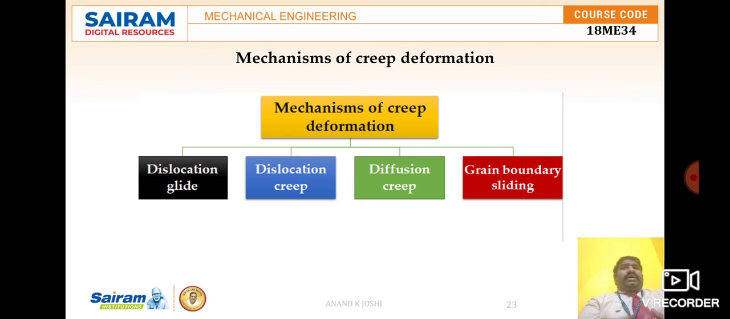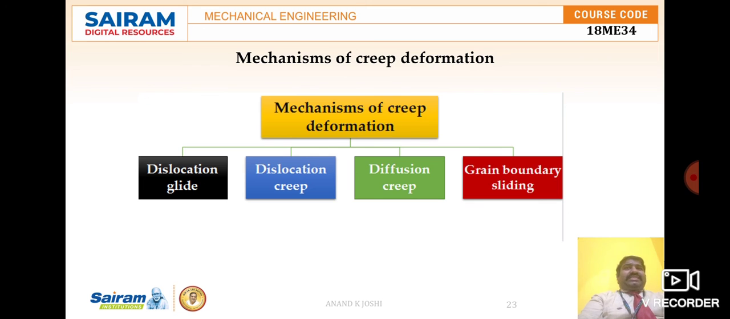However, at high temperatures, above 0.5 Tm or 0.6 Tm, the grain boundary behaves like a very viscous liquid, separating the neighboring grains and allowing them to slide against each other. Thus the grain boundary facilitates the deformation process by sliding at high temperatures. So this is the grain boundary sliding mechanism.